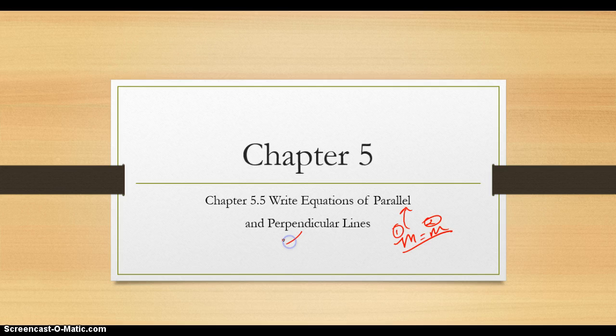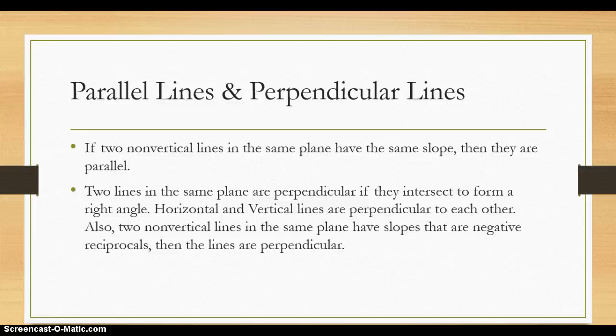And what you'll find out about perpendicular lines is that if the slope of one line is 2, we know the line that is perpendicular to that must have a slope of -1/2. It's the negative reciprocal that will give us perpendicular lines that make 90-degree angles. So we'll talk about that today. So parallel lines and perpendicular lines.